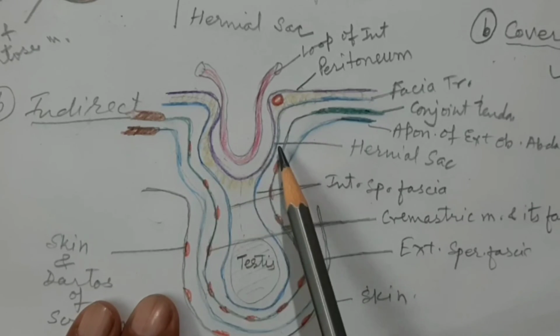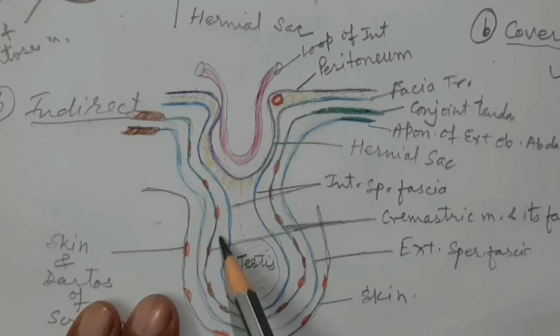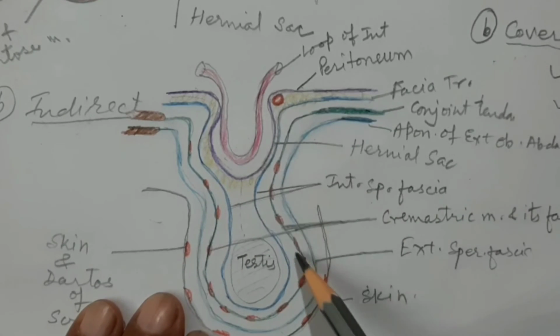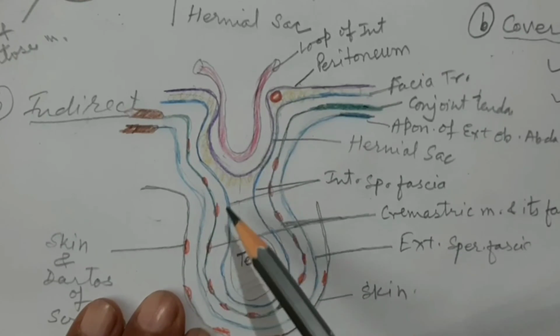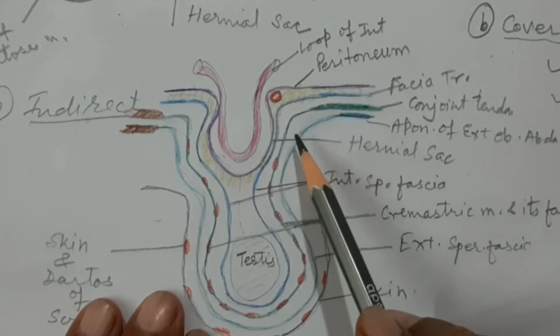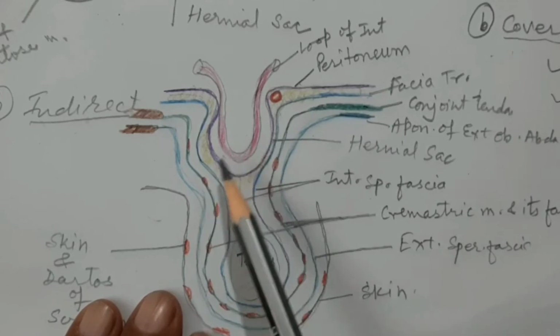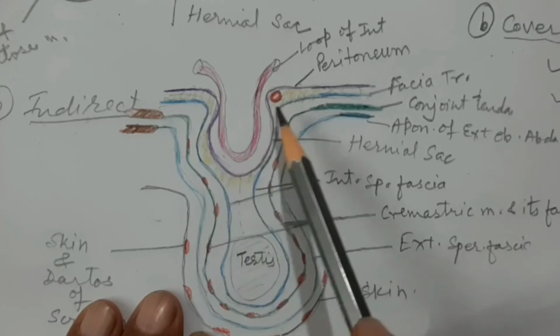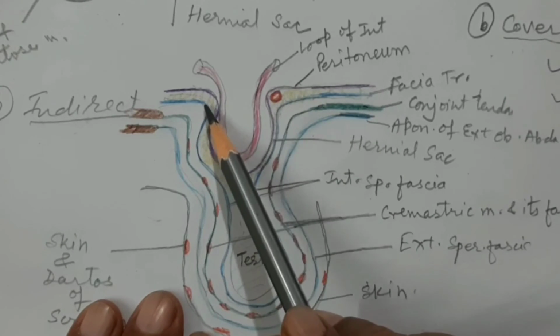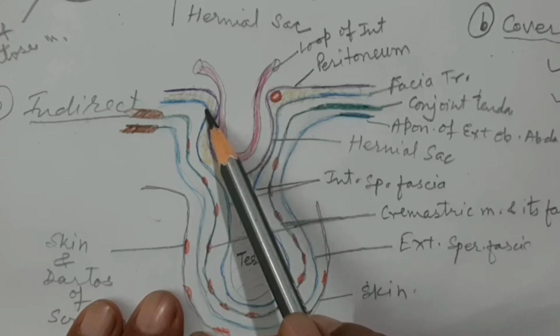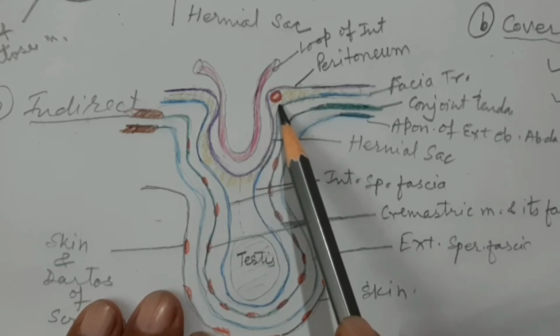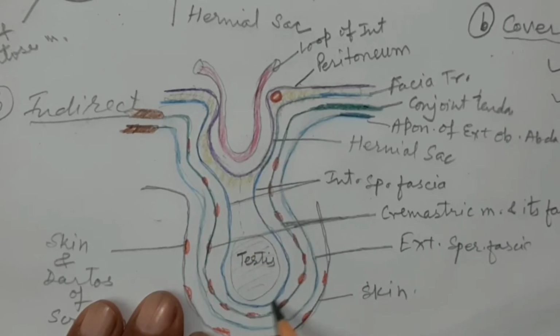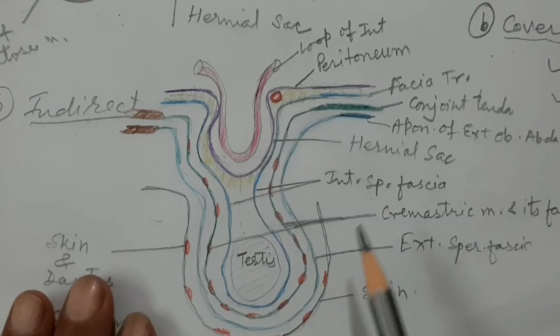Then will come the covering of the internal spermatic fascia, which is covering the testes also. And from where has the internal spermatic fascia come? It has come from the fascia transversalis. This is the fascia transversalis, and this is the margin of the internal inguinal ring. And then from the margin, this is the internal spermatic fascia.